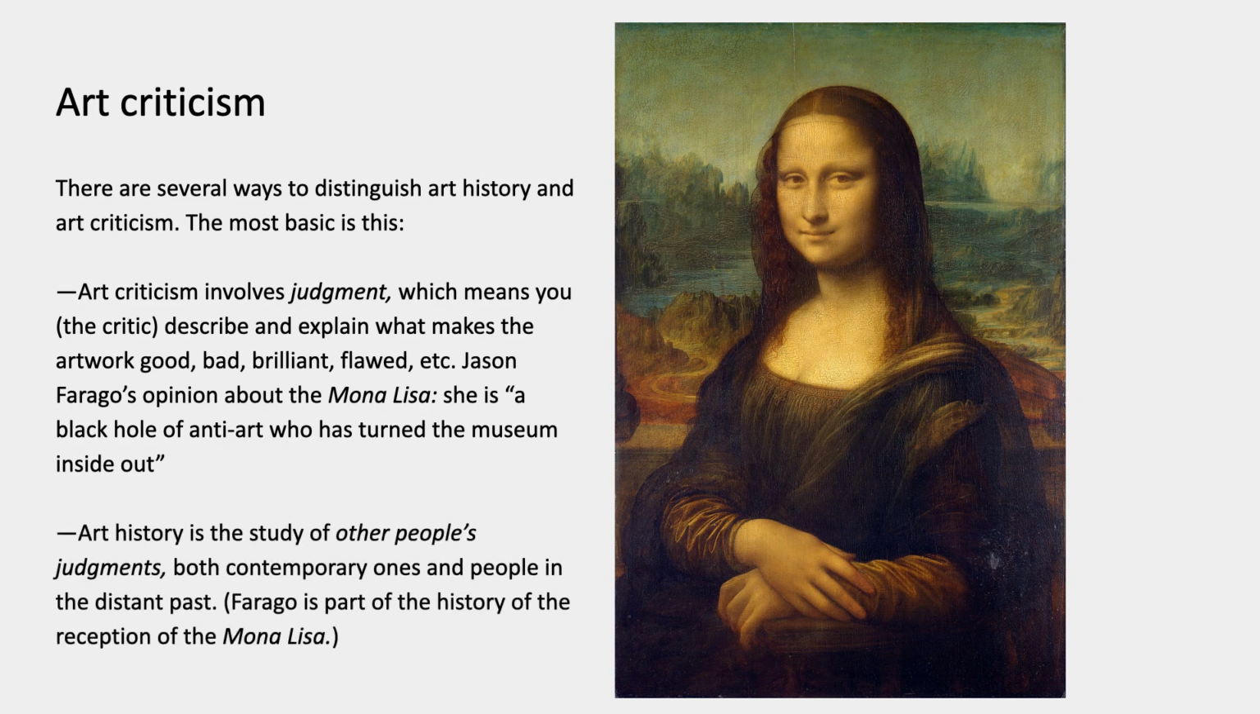Art history, on the other hand, is the study of other people's judgments, both contemporary ones, people that Leonardo would have known, people in the distant past, and other art historians, provided that the opinions in question are not the opinions of the historian, because the historian doesn't present him or herself as having opinions. They come out in a different way in the text. So criticism can be distinguished from art history by the presence of judgment.